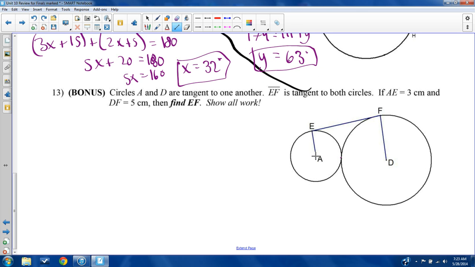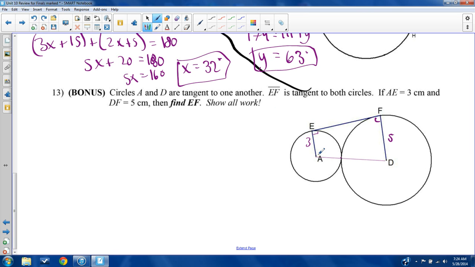So this right here, this AD, is the radius of one plus the radius of the other. Okay, this isn't really coming out very well. Anyway, I'll keep it like that. EF is tangent to both circles, so now you also automatically know there are right angles here and here with the radii intersecting with them. If AE is 3 and DF is 5, perfect.